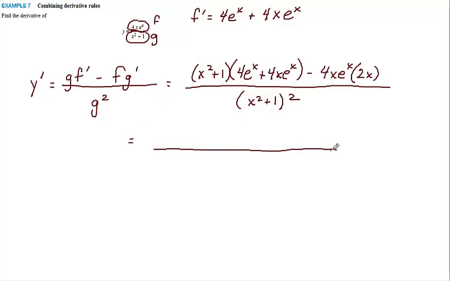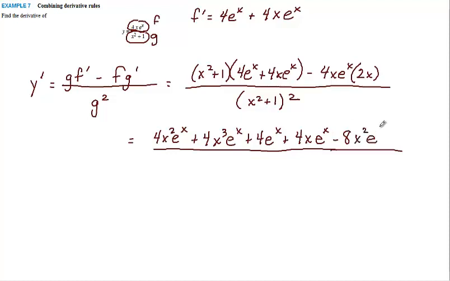I'll write down all my terms. All right, here we go. x squared times that, that's going to be 4x squared e to the x plus 4x cubed e to the x. Okay, done with the x squared guy, plus 4 e to the x plus 4x e to the x, sorry about that, minus 8x squared e to the x, all over x squared plus 1 quantity squared equals, do I have any like terms?